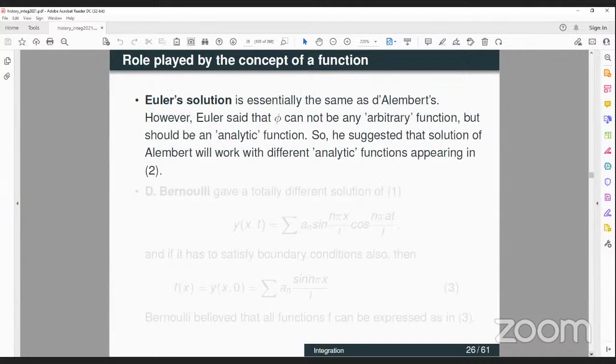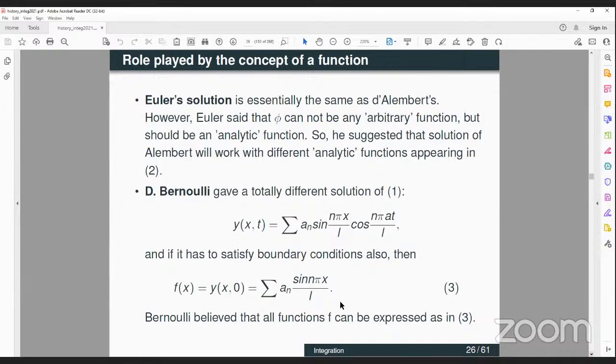Euler's objection: he also gave a solution to this vibrating string problem, the same as that of d'Alembert. However, Euler said that phi cannot be an arbitrary function. It should be an analytic function. So he says the solution of d'Alembert will work with different analytic functions appearing in 2. So that is Euler's position.